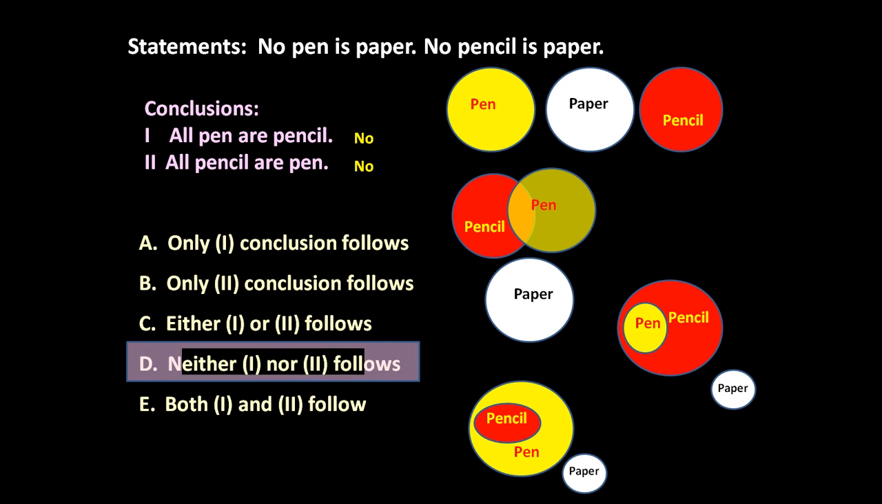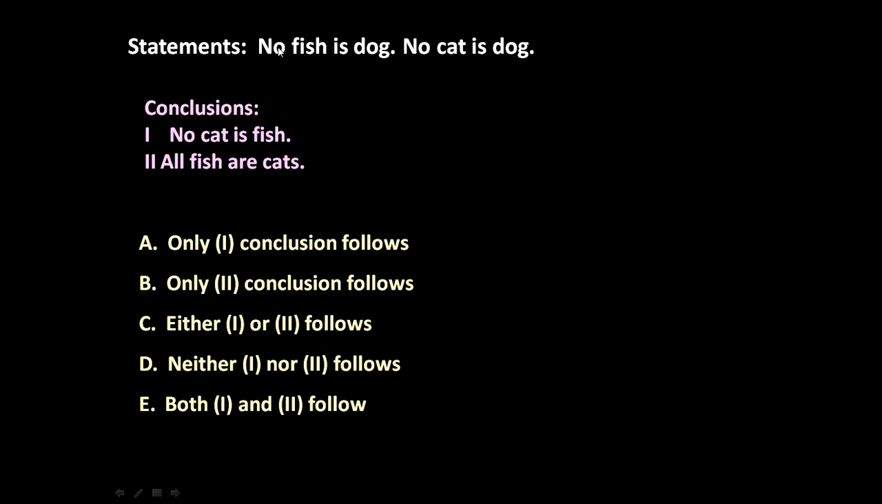So friends, let us solve one more similar type of problem. No fish is dog, no cat is dog. The conclusions are: no cat is fish, all fish are cats. So if we see these two conclusions based on these two statements, first let us draw the Venn diagram.